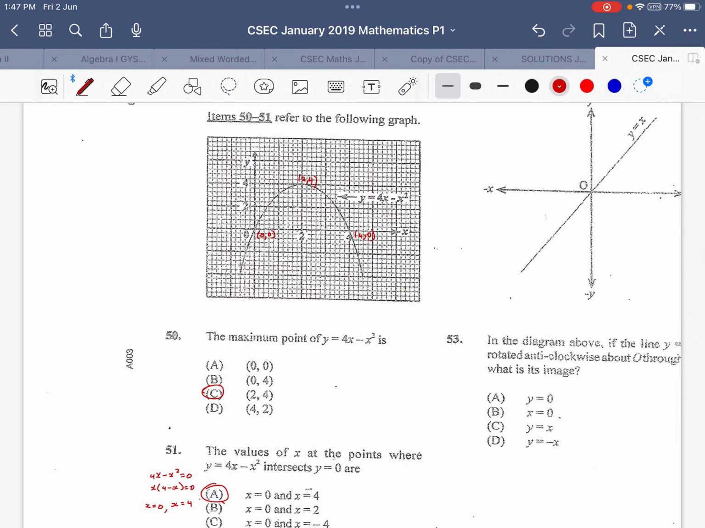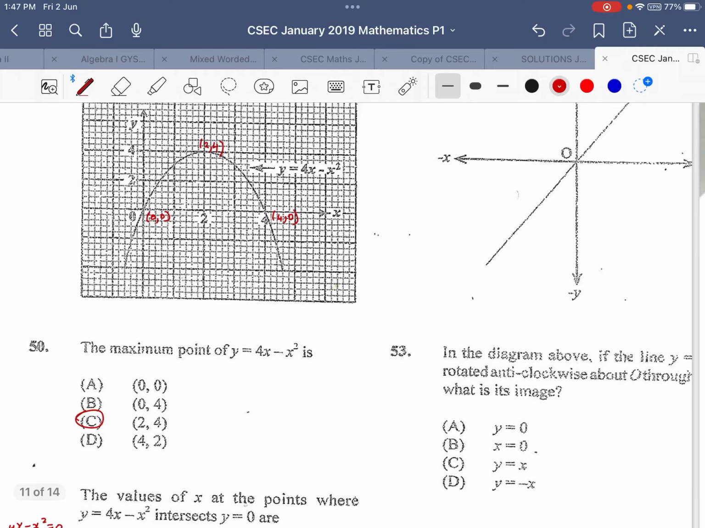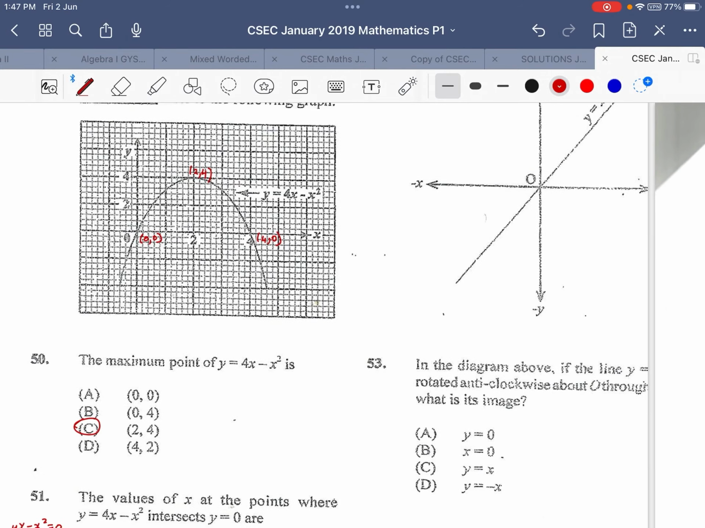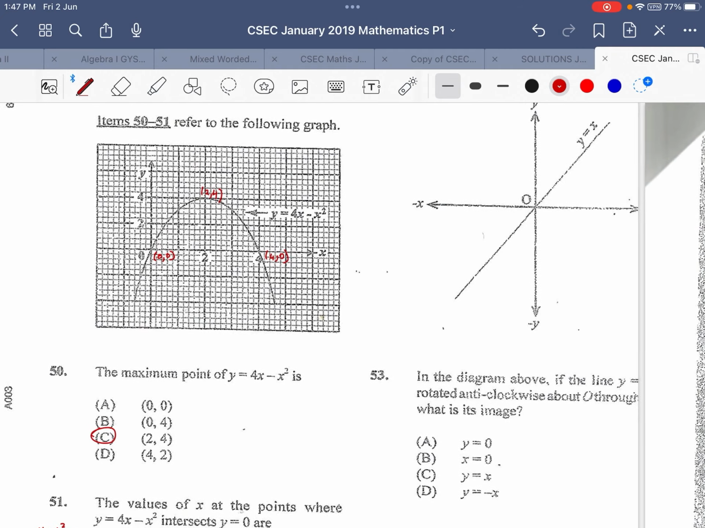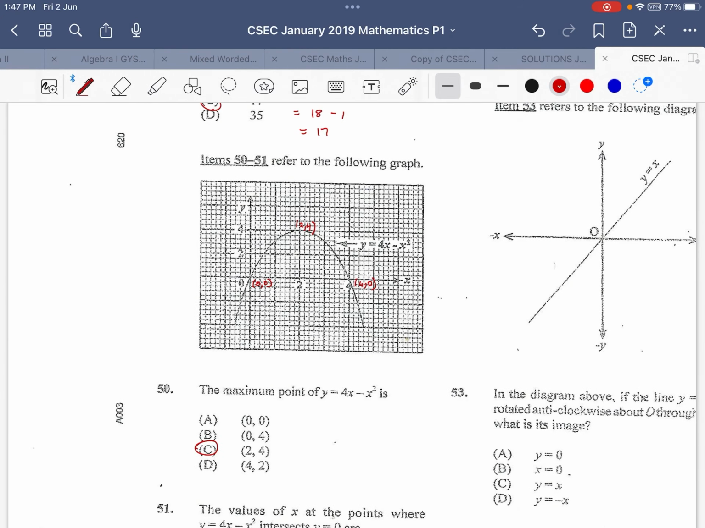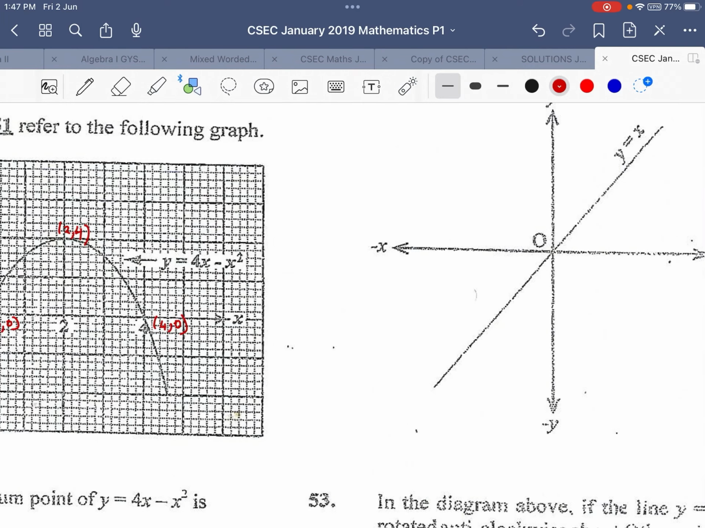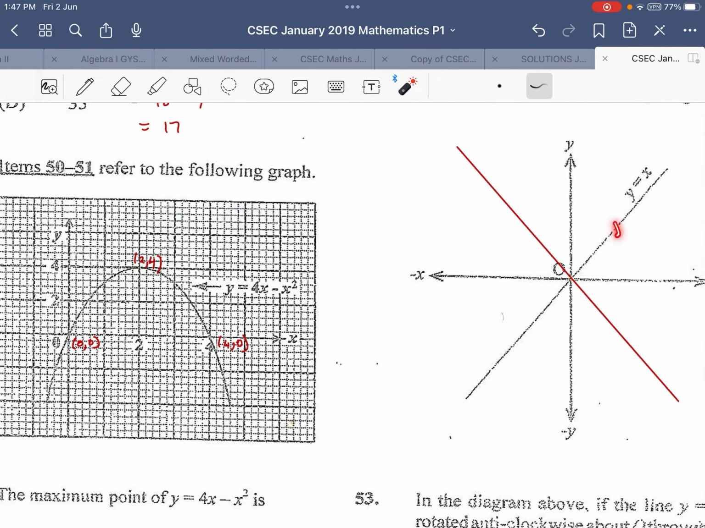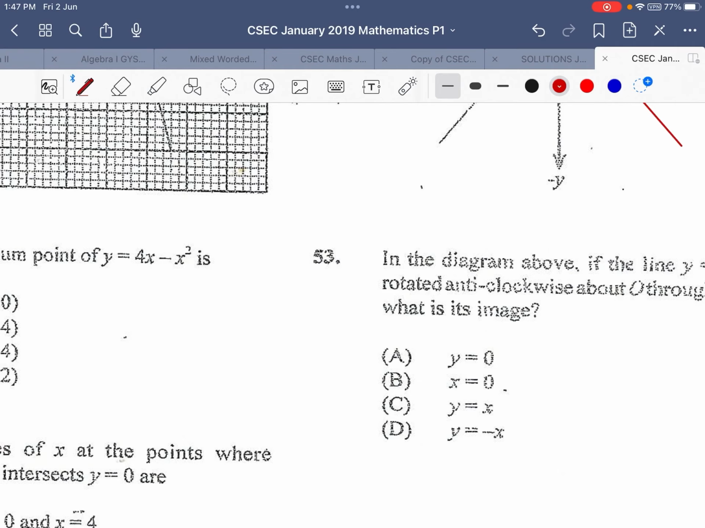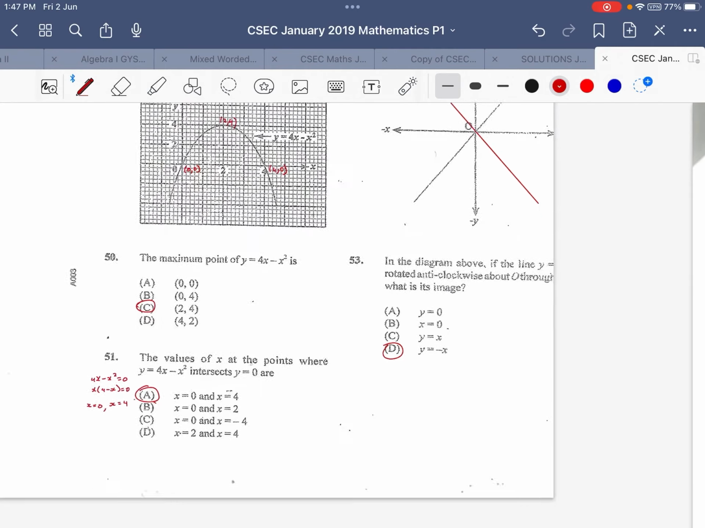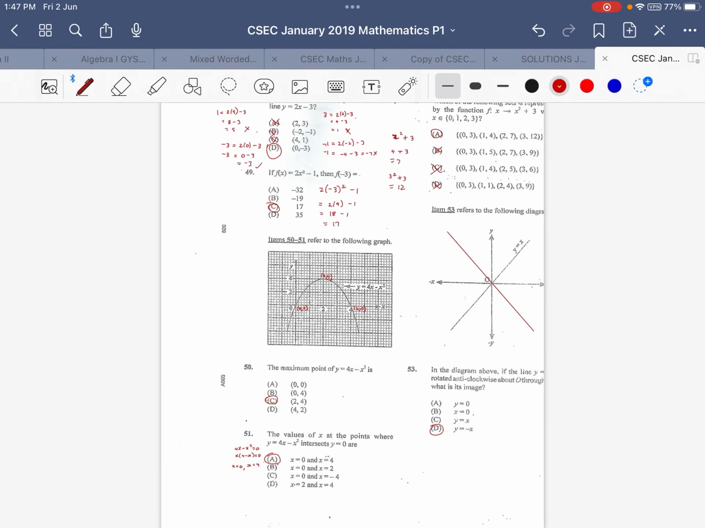Okay, in the diagram above, if the line y equals x is rotated anti-clockwise about O, and I'm guessing this is through 90 degrees, so rotated anti-clockwise will look like this. Make an anti-clockwise rotation of 90 degrees. Your image would be y is equal to minus x.